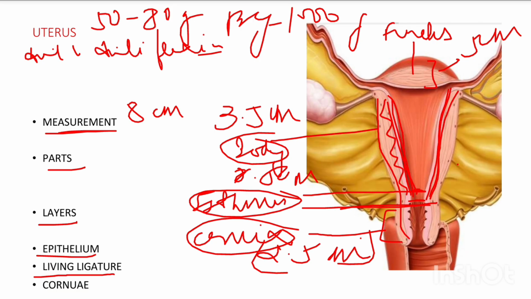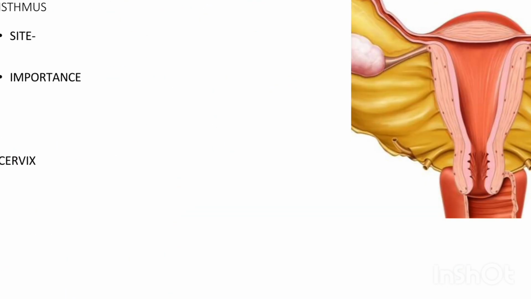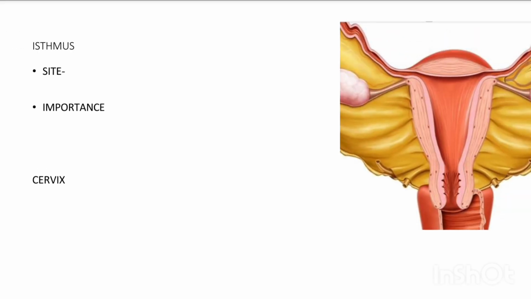What is cornua? Cornua is the junction of the fallopian tube and uterine cavity. Like see, this is the fallopian tube, this is the uterine cavity. This junction is called cornua. As you know, the structures attached to the cornua are the fallopian tubes, round ligament, and ovarian ligaments.